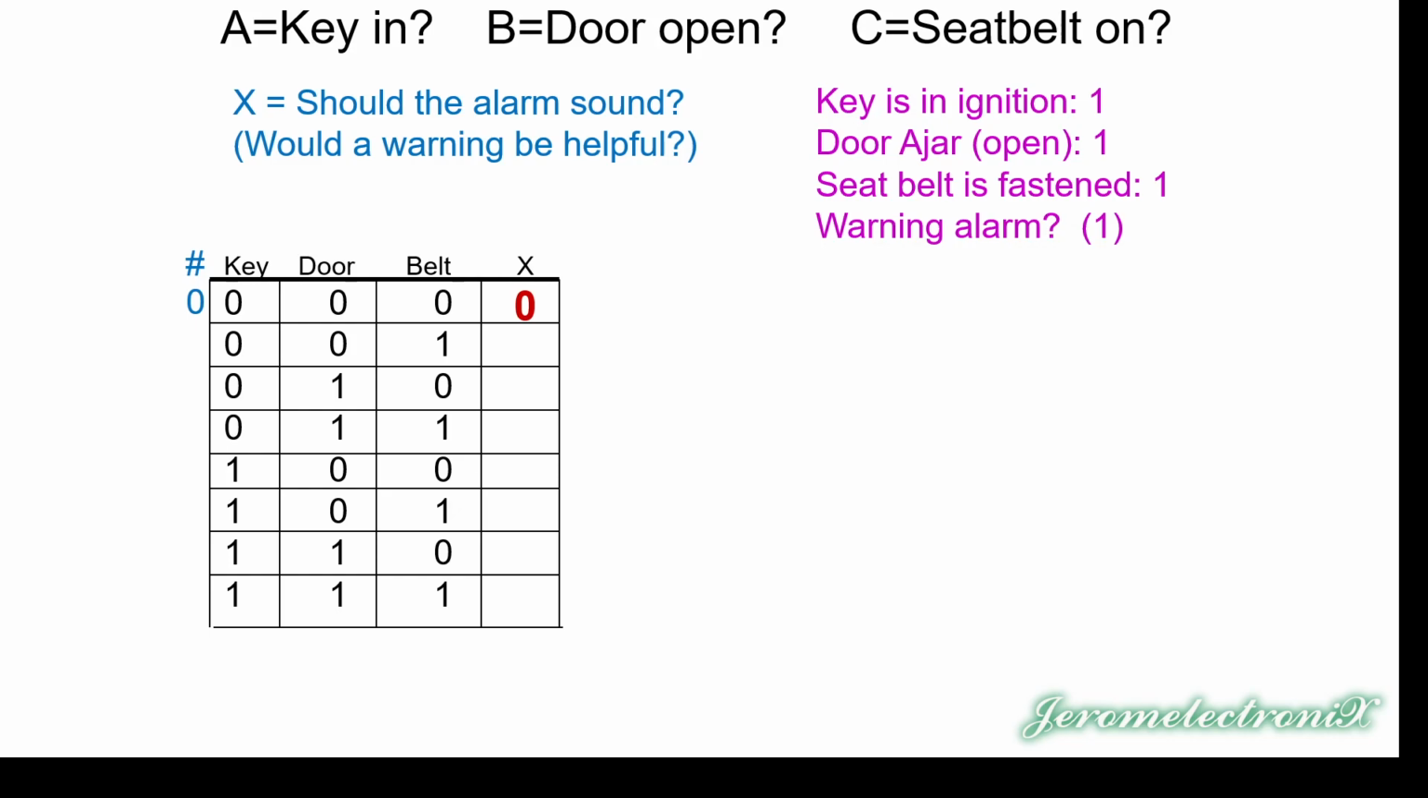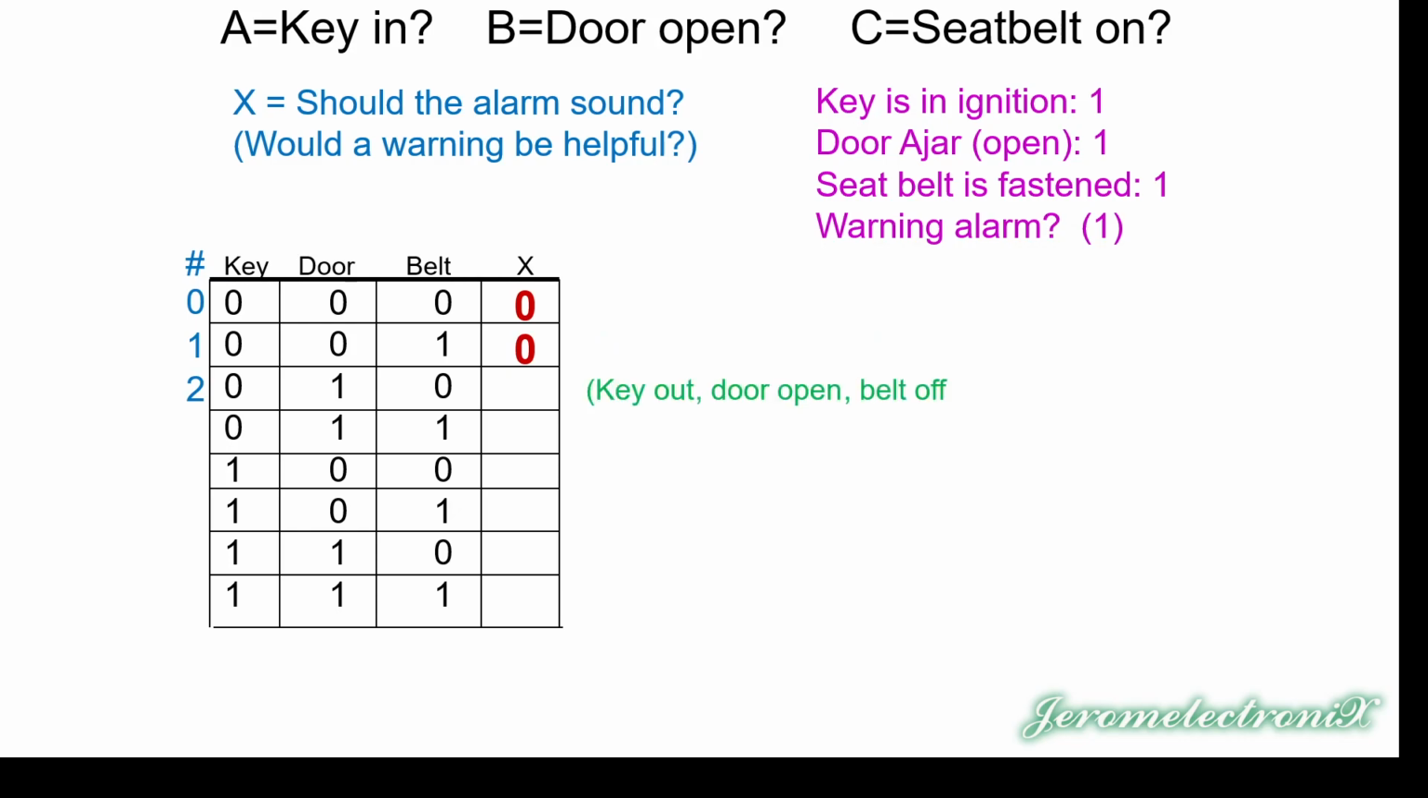Now I'm not going to hit the pause key, so I'm back online, and so we're going on row 1, according to the index. The key is still not in. The door is still closed, and the seat belt is on. And do we need an alarm for just getting in? When you open your car door and the door's closed and the belt's on, do you need an alarm to get in? Probably not.